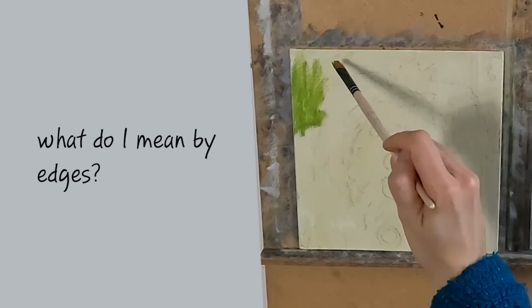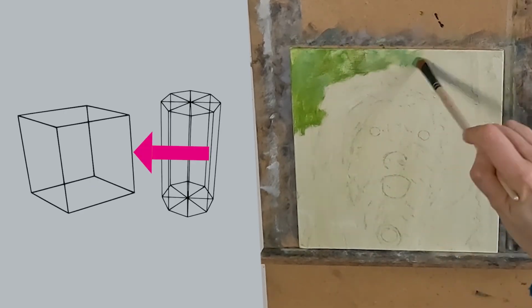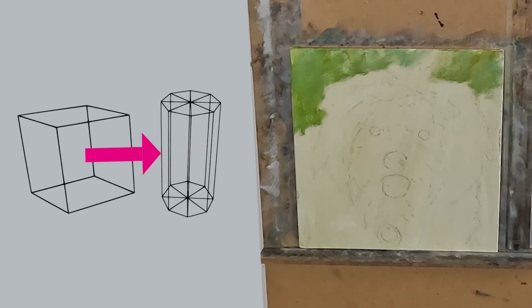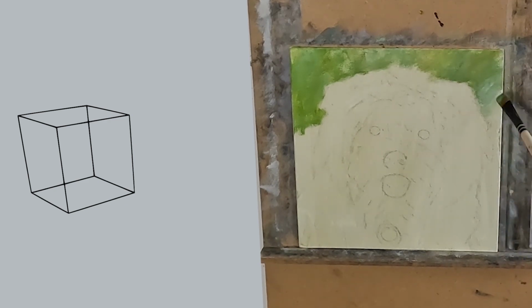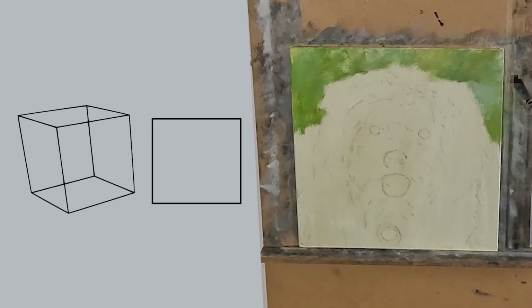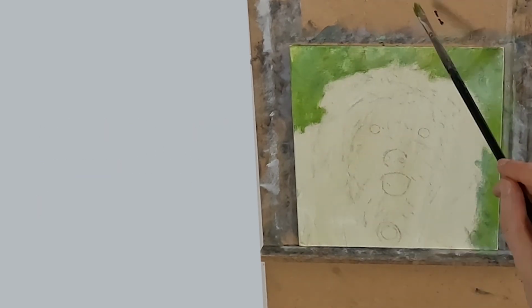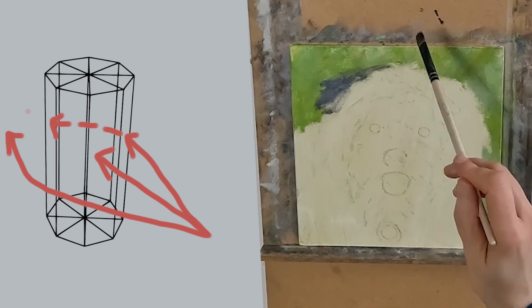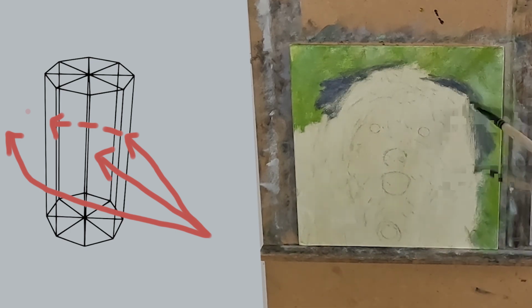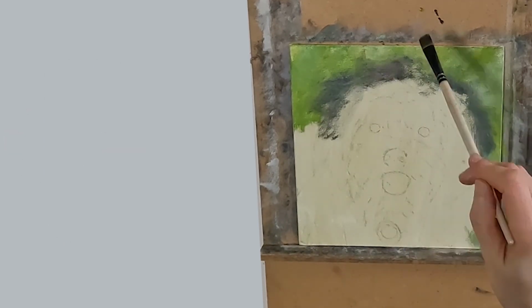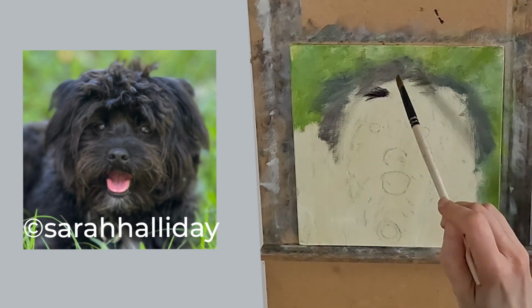What do I mean by edges? Firstly, this is where one object ends and another begins. Remember, a camera gives us a 3D object in 2D. Replicating what you see will only give you an unconvincing 2D effect. When a light hits an object, it bends around it, so you need to take account of this in your painting. Let's have a quick look at my reference photo.